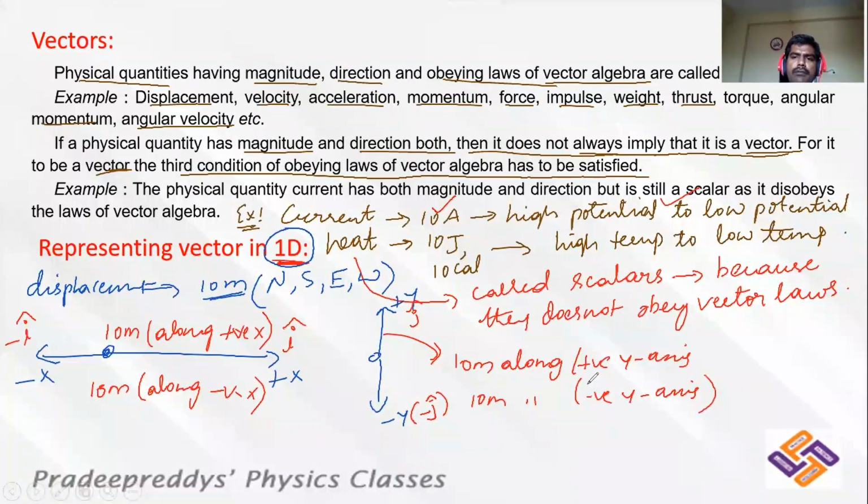That is a very simple way of representing a vector. You will represent its magnitude and also direction. So therefore, in order to represent a vector, it should compulsorily be represented with magnitude and direction. Directions can be represented with the Cartesian coordinate system, either x-axis or y-axis, if it is purely in one dimension.